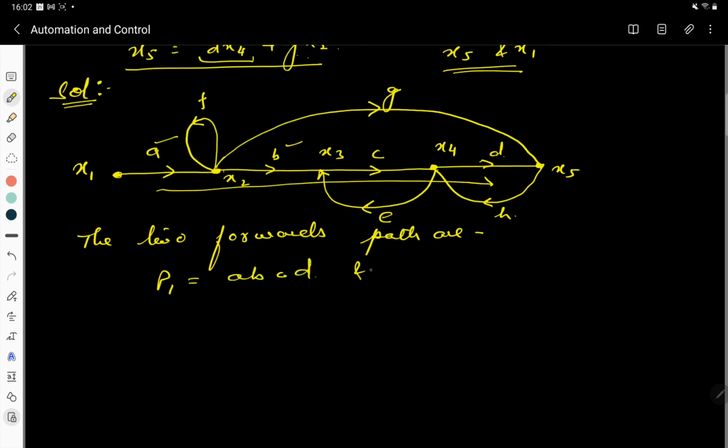So easy. The second forward path, you can see that we are coming from A to x5, considering this A and G. So the second forward path should be AG.